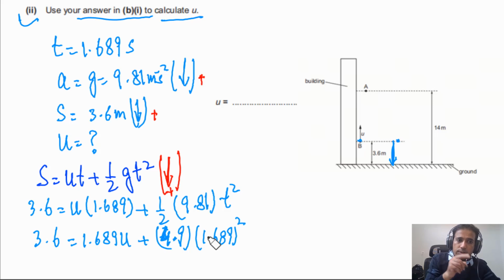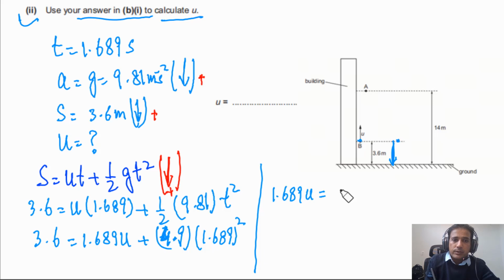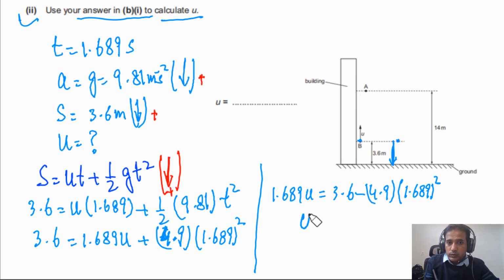We need to solve for u. So simply this term we can take on the right side, so let me write down here. So we can say in this case 1.689 u, this will be equal to 3.6 minus, we will get 4.9, so you can use precise value 9.81 divided by 2. I'm just using this simplified. So here we have 1.689 square. But if we solve this one for u, we will get u is equal to minus 6.2 meters per second, up to 2SF.